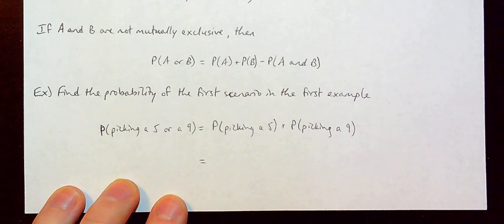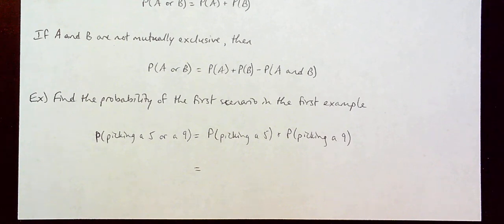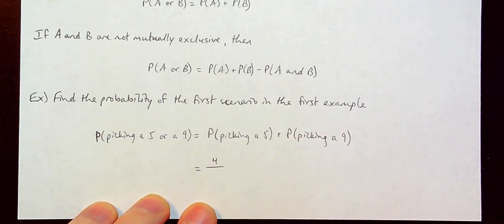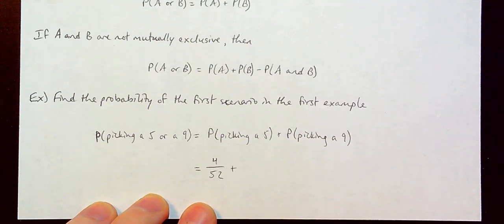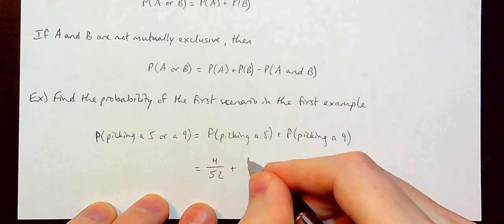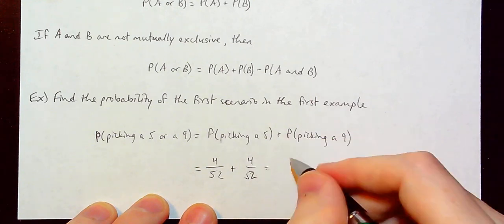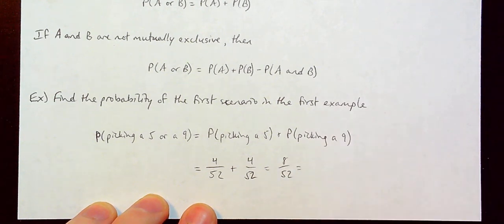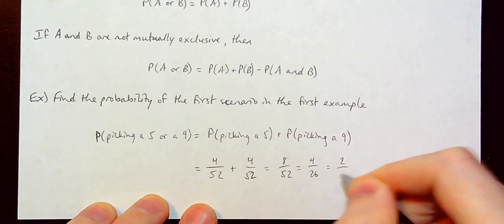Question is, what's the probability of picking a 5 from a standard 52 card deck? Well, how many 5s are there in a standard 52 card deck? There's 4 of them out of the possible 52 cards. And then the probability of picking a 9. Again, there are 4 9s out of a possible 52 cards. So 4 over 52 plus 4 over 52 is 8 over 52, or 4 over 26, or 2 over 13.